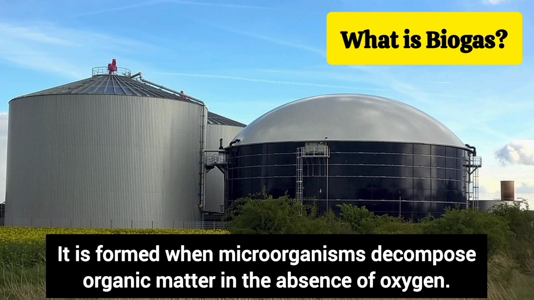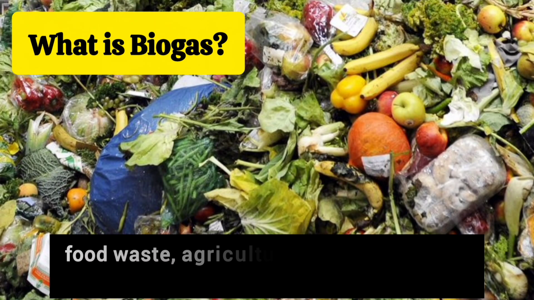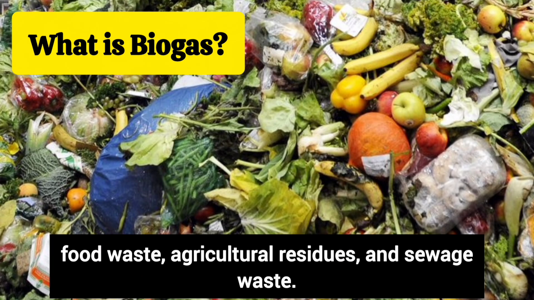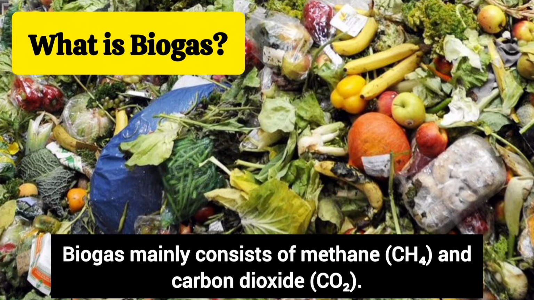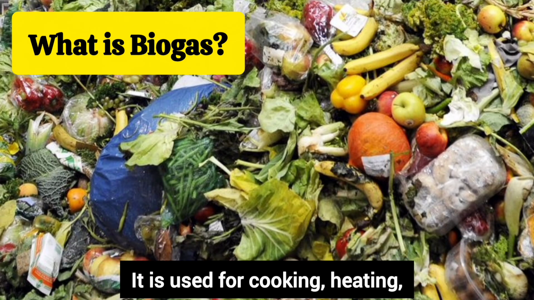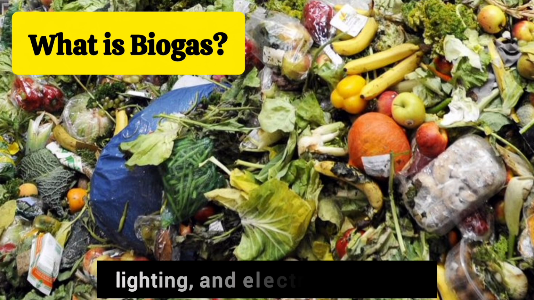It is formed when microorganisms decompose organic matter in the absence of oxygen. Common raw materials include cow dung, food waste, agricultural residues, and sewage waste. Biogas mainly consists of methane, CH4, and carbon dioxide, CO2. It is used for cooking, heating, lighting, and electricity generation.